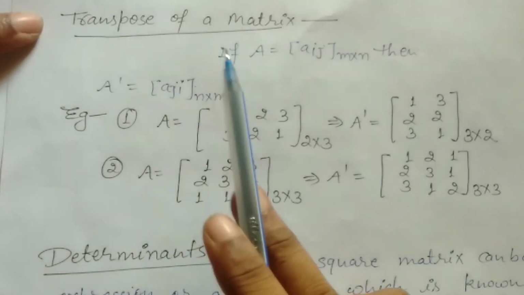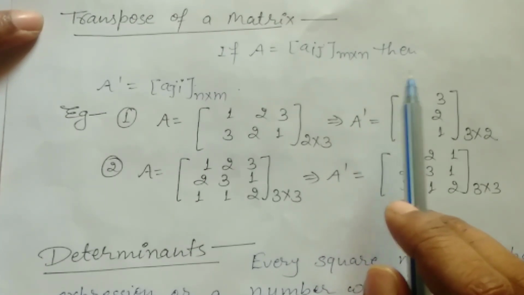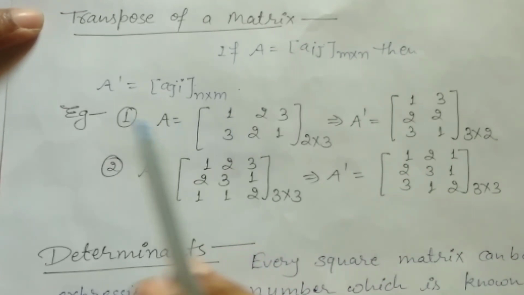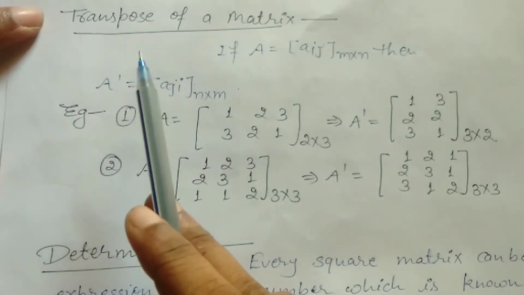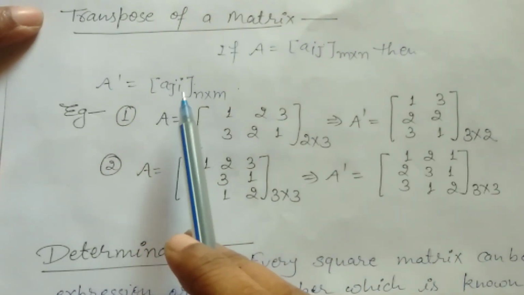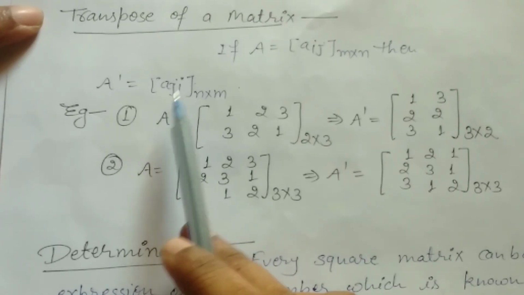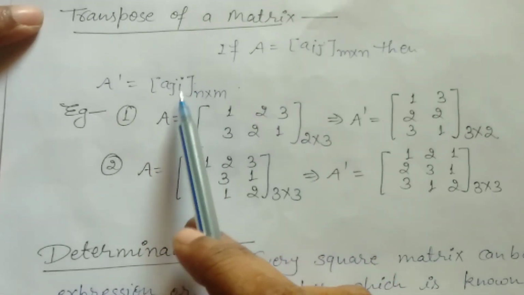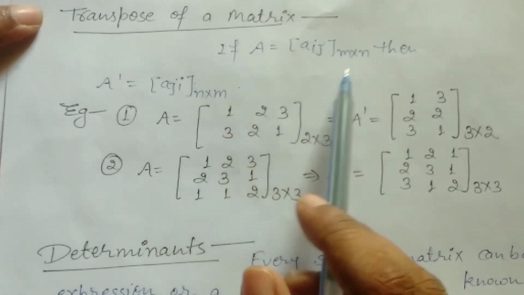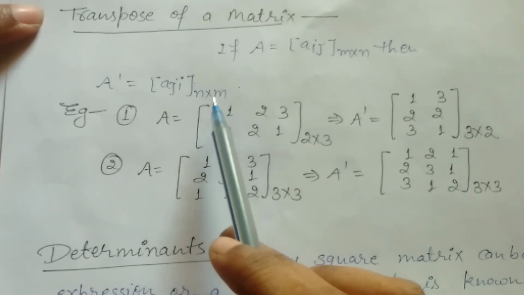Next topic is transpose of the matrix. If A equals aij of order m cross n, or we say m by n, then A dash, that means the transpose of the matrix A, equals aji. In this matrix the ith row is replaced by the jth column. Similarly, the jth row is replaced by the ith column. And this matrix order is m cross n, and its transpose matrix is of order n by m.